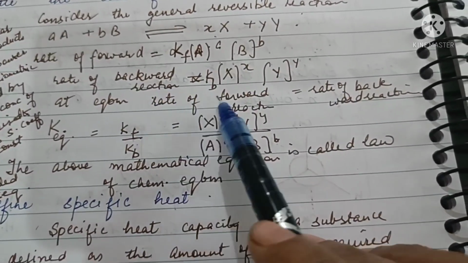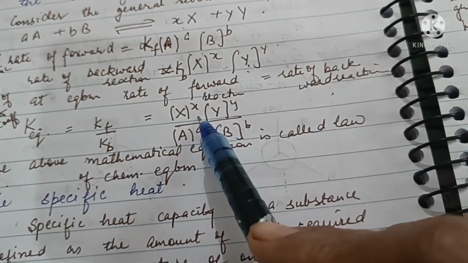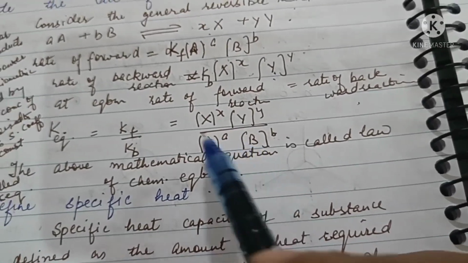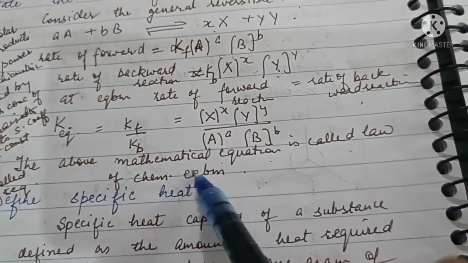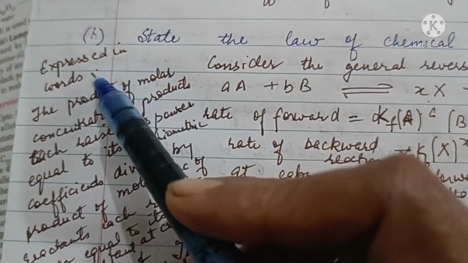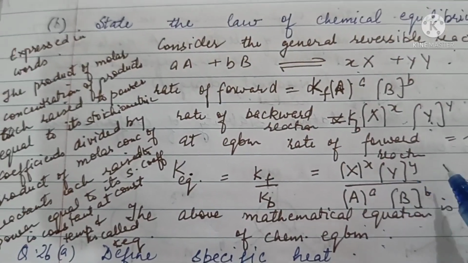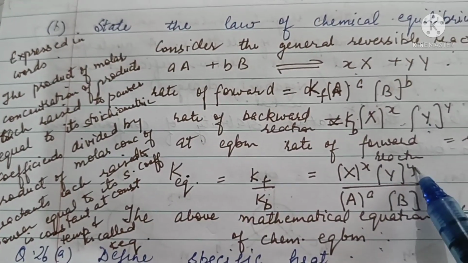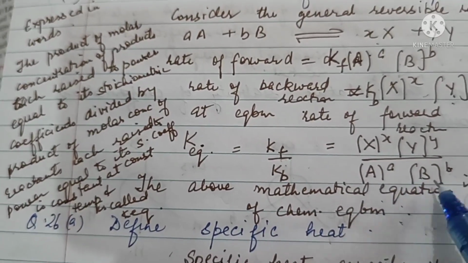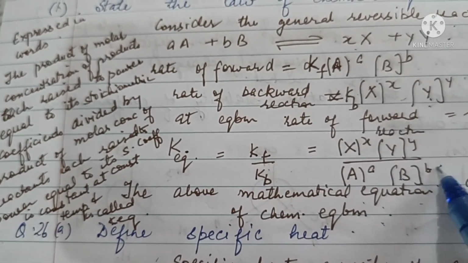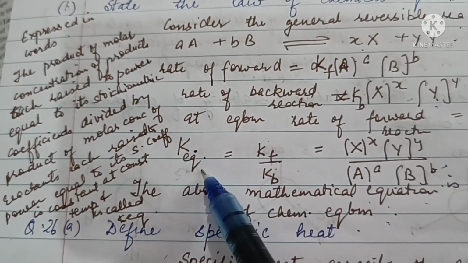Now, at equilibrium, rate of forward is equal to rate of backward direction. Kf upon Kb is equal to products upon reactants. This is constant. So, this mathematical equation is called law of chemical equilibrium. In words, it can be expressed as the product of molar concentration of products raised to power their stoichiometric coefficients to the product of molar concentration of reactants raised to power their stoichiometric coefficients is a constant known as equilibrium constant.